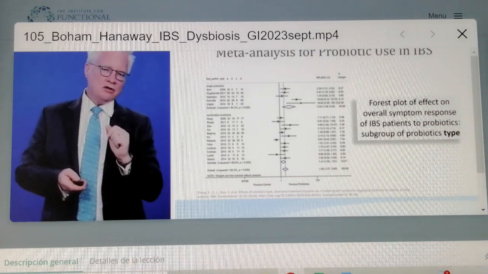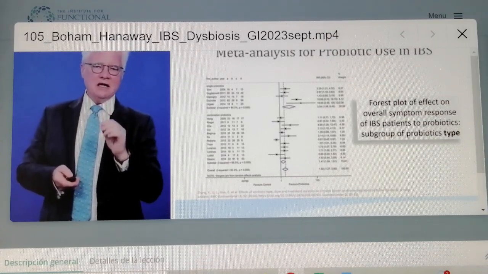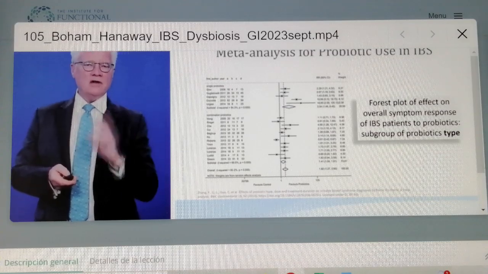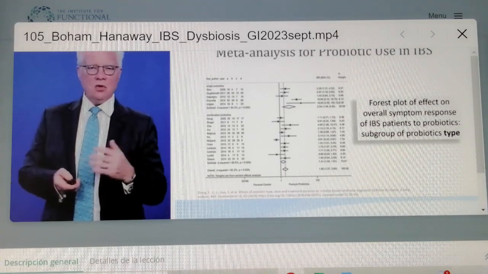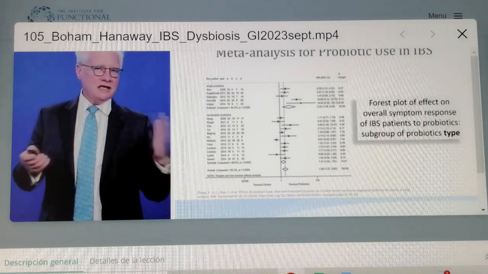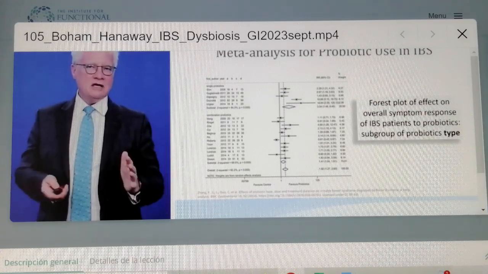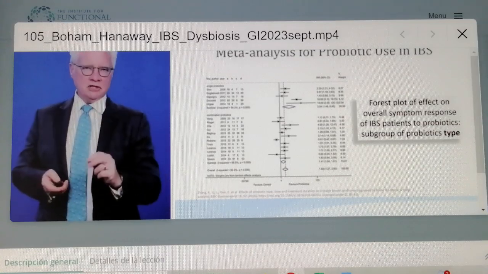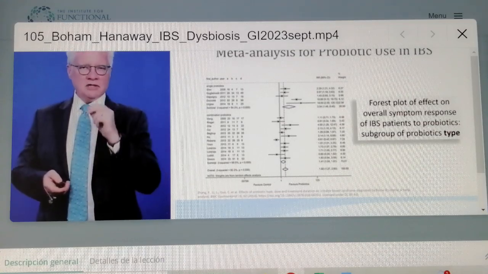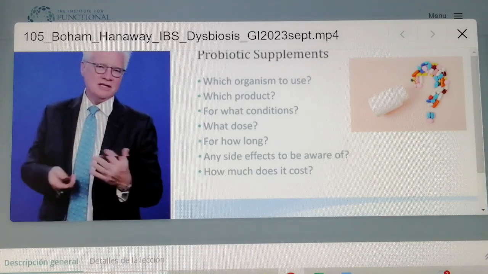Now, overall, when you're looking at the data, you're saying, well, gosh, it doesn't look like it's that big. There's a lot of overlap or a lot of touching that line 1, and that's why we see the ACG guidelines don't say yes, use probiotics. It's some strains at some dosage patterns and some time frames can be effective for IBS. But this comes to the big question.